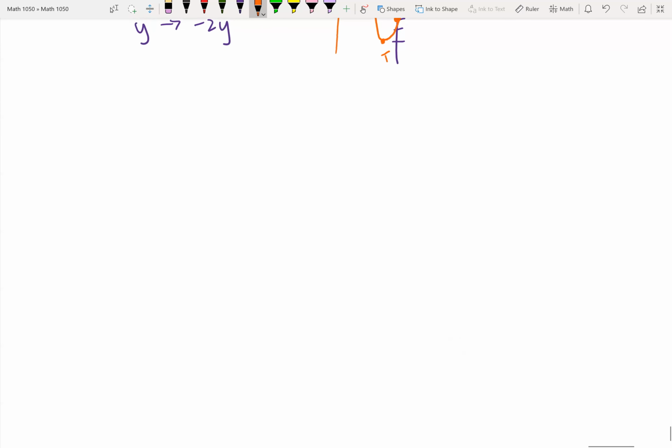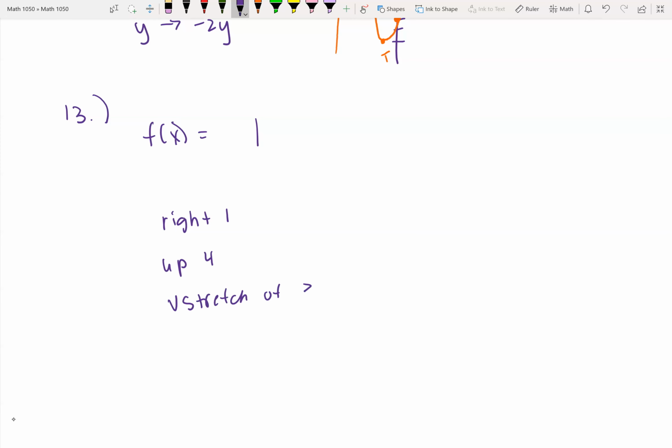Okay, question number 13. Write the equation that represents the graph. Well, obviously, it's an absolute value. And what are the transformations? It's shifted right 1. It's shifted up 4. And it has a vertical stretch of 3, because I went right 1, down 3. Oh, and it's reflected across the x as well.